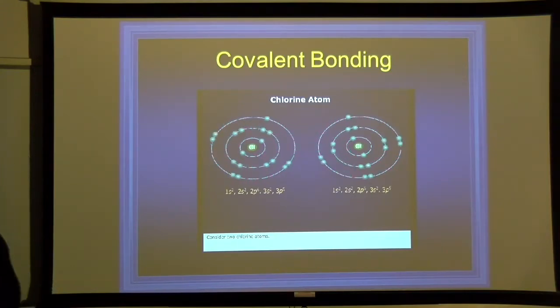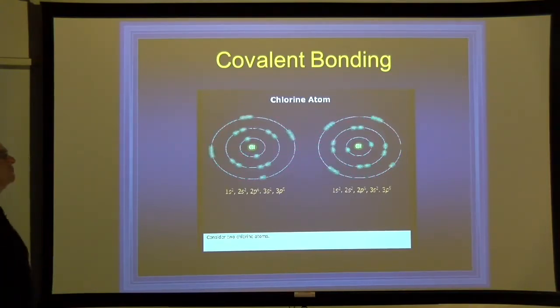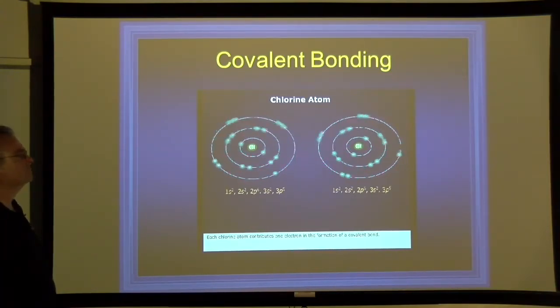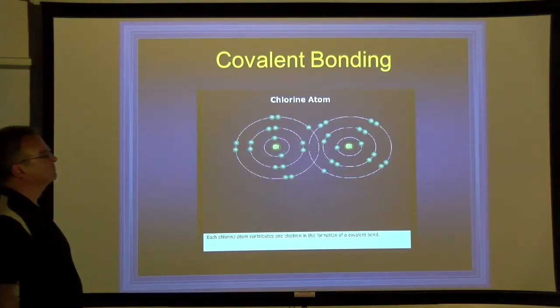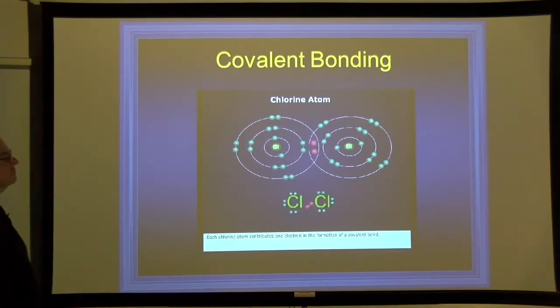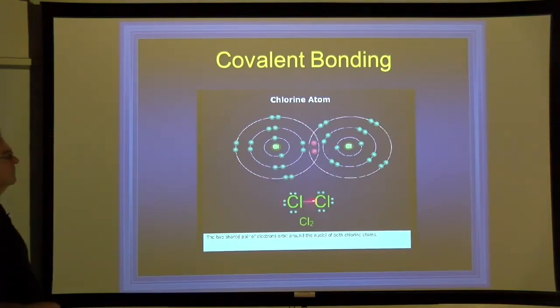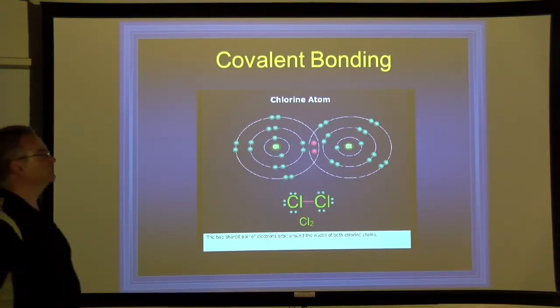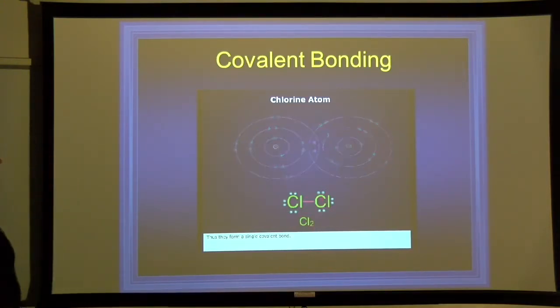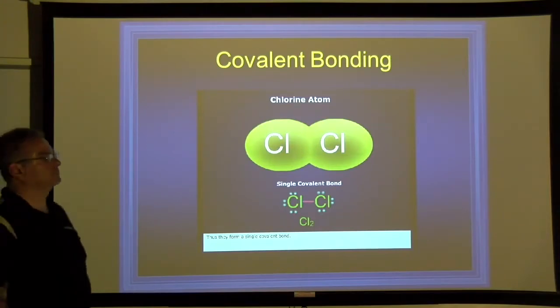Consider 2 chlorine atoms. Each chlorine atom contributes 1 electron. The 2 shared pair of electrons orbit around the nuclei of both chlorine atoms. They form a single covalent bond.